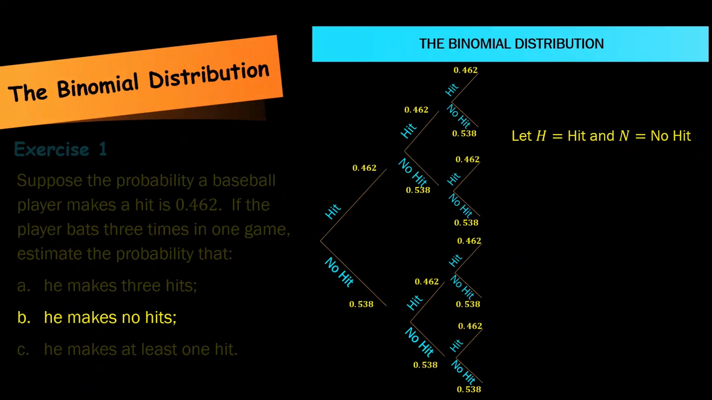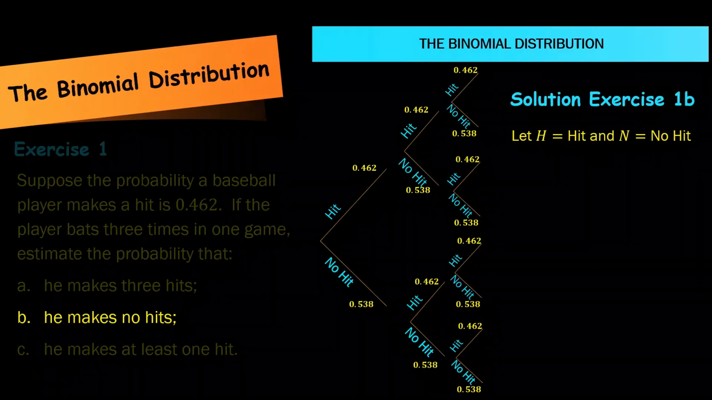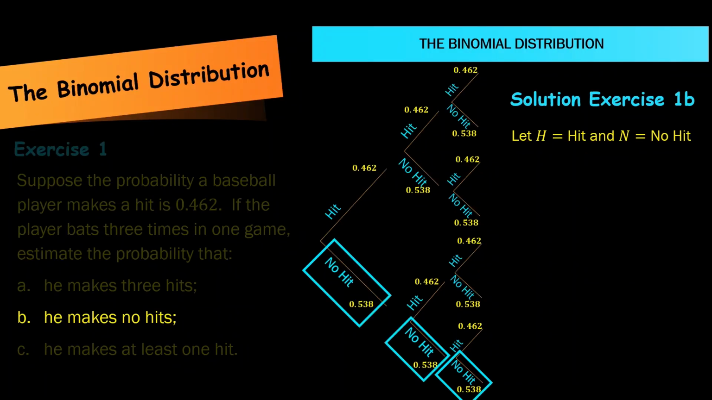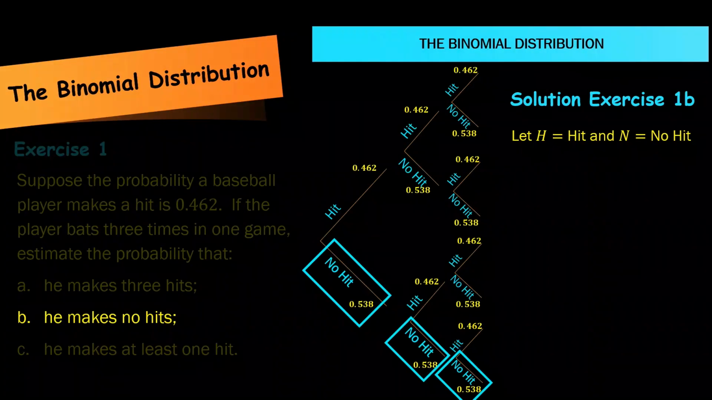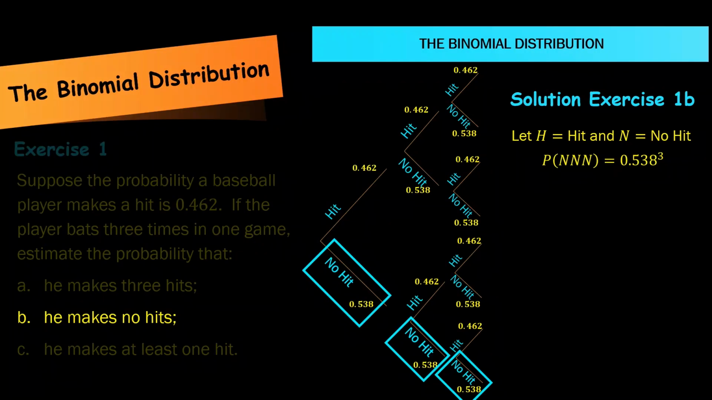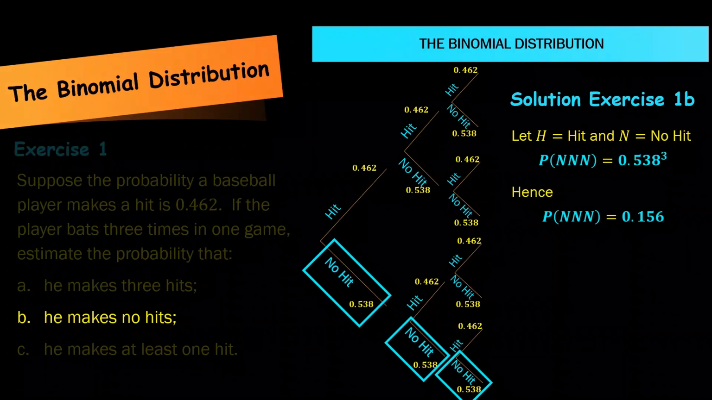Now let's solve part B. We are required to find the probability that the player makes no hits. So let's solve this. If the player makes no hits, then he's going to follow this pathway as highlighted on your screen. And the probability of 3 no hits equals 0.538 cubed, which when plugged into our calculator gives us 0.156.